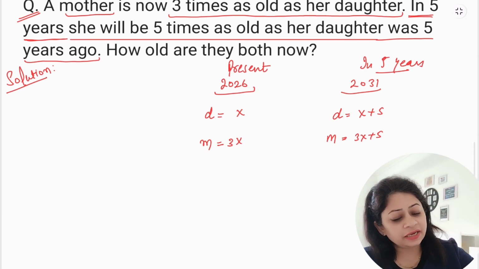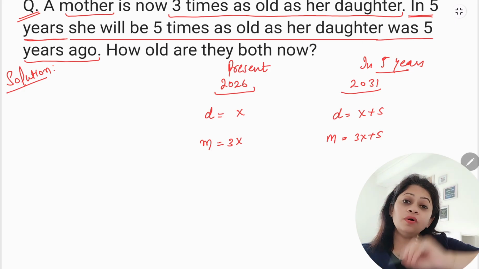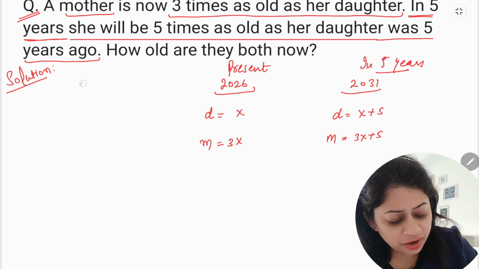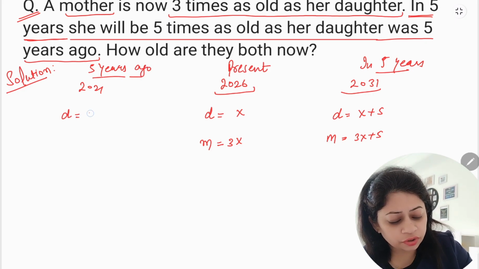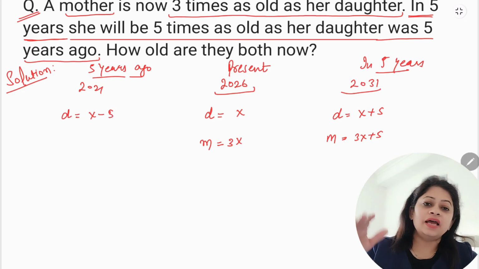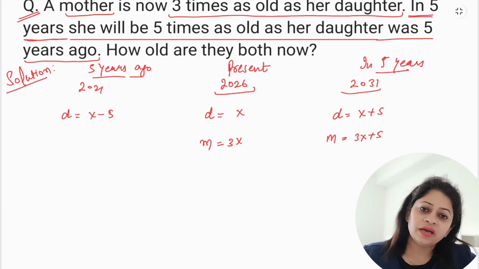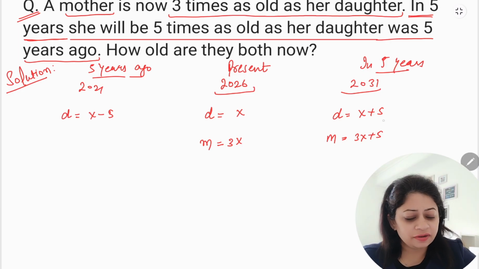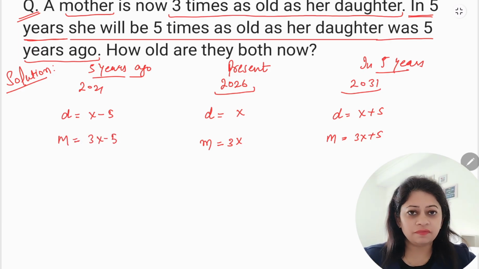Okay. Then they say she will be 5 times as old as her daughter was 5 years ago, right? Like in 2021, 5 years ago. So I will write 5 years ago here. So 5 years ago, daughter was what? Daughter was x minus 5. Like if we want to find the age 5 years ago, we'll subtract 5. And if we want to find the age after 5 years, we'll just add 5, right? So 5 years ago, mother was 3x minus 5, right or not?